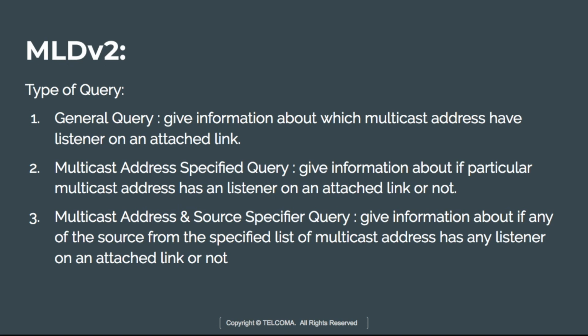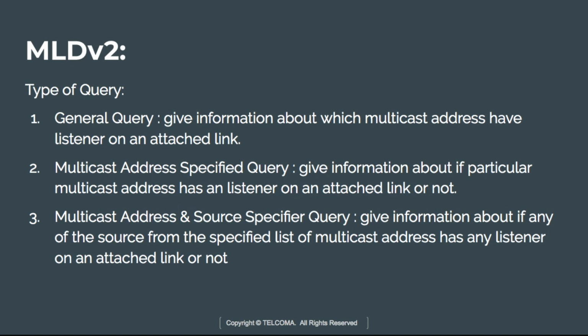Then is the multicast address specific query. Here it will give the information about whether a particular multicast address has a listener on an attached link or not. So here the number of sources field will be equal to 0, but the multicast address field will have the multicast address of a node that is over the same link.